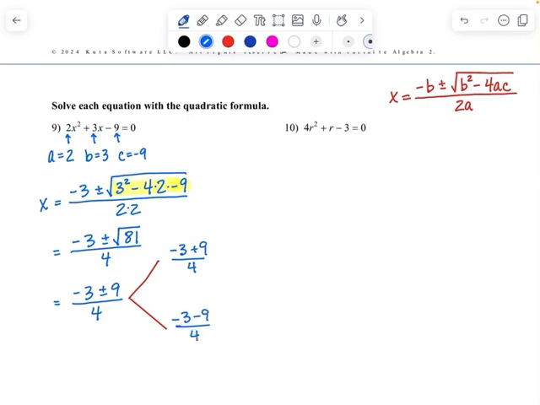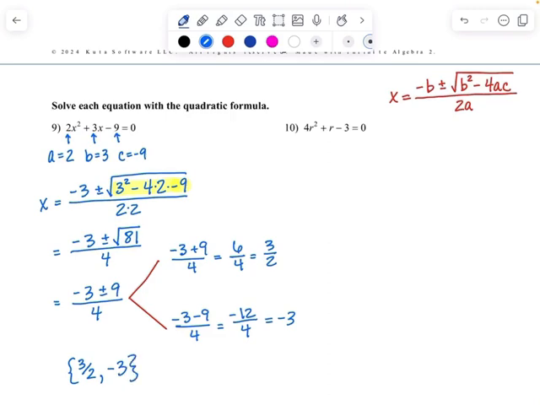And then simplifying each one of these one at a time, negative 3 plus 9, well, that's 6. And 6 over 4 reduces to 3 over 2. That's my first solution. Negative 3 minus 9 is negative 12. Divided by 4, that becomes negative 3. That's my second solution. Putting both solutions into brackets, we'll put 3 halves, comma, negative 3, and that is the solution set for number 9.